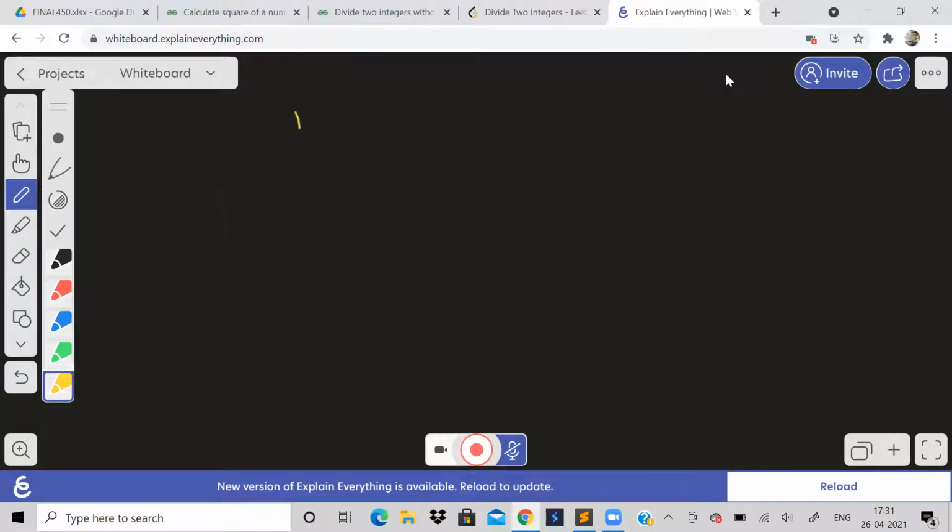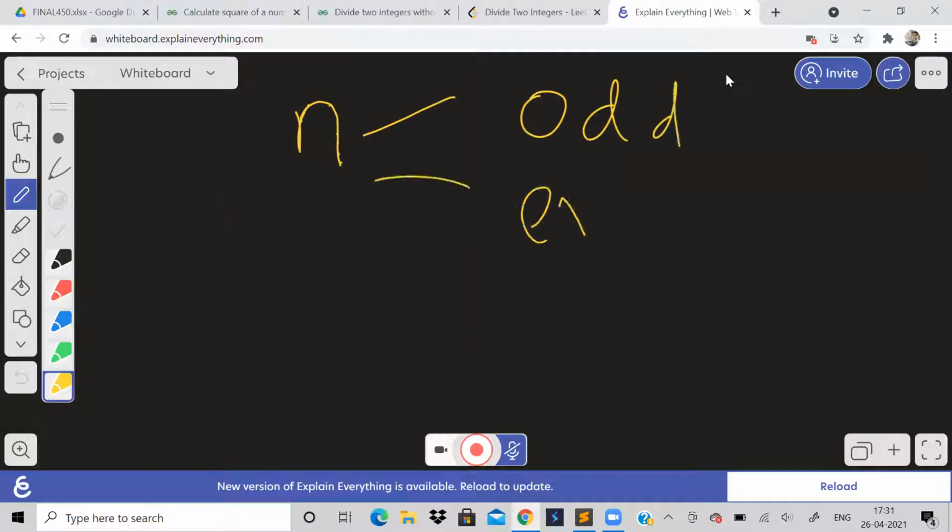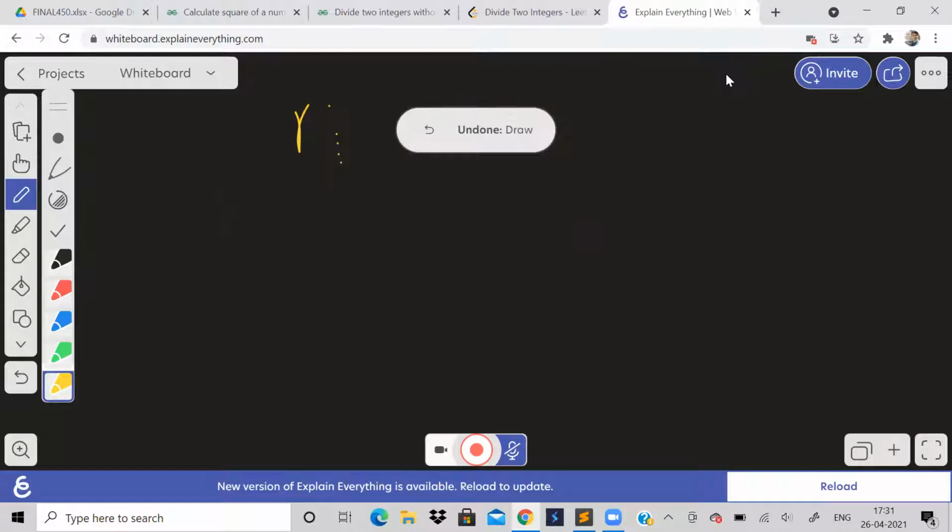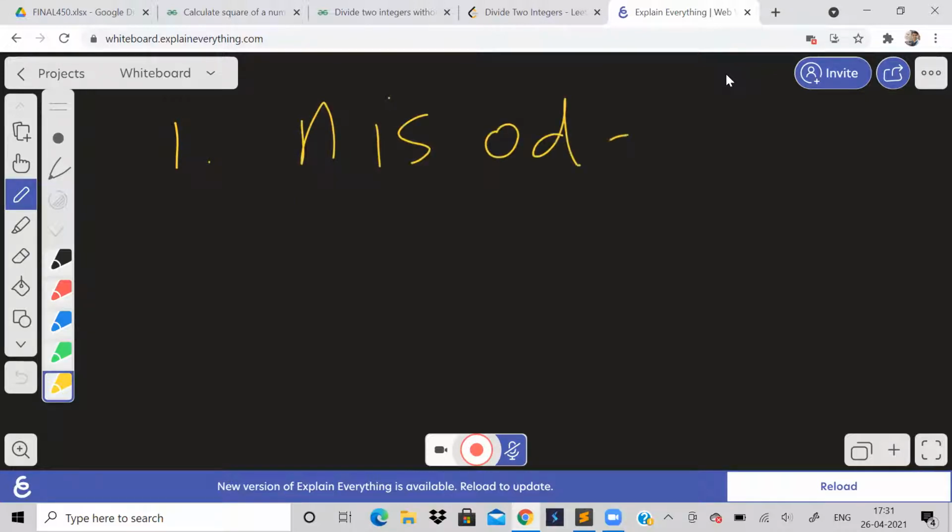See, we are given an integer n, okay? Now this n can either be odd or it can be even. So this much is understandable. There are only two types of integers, odd and even, right? Now let us take the first case. First case, n is odd. So if n is odd, n can be written as 2 into some number x plus 1.